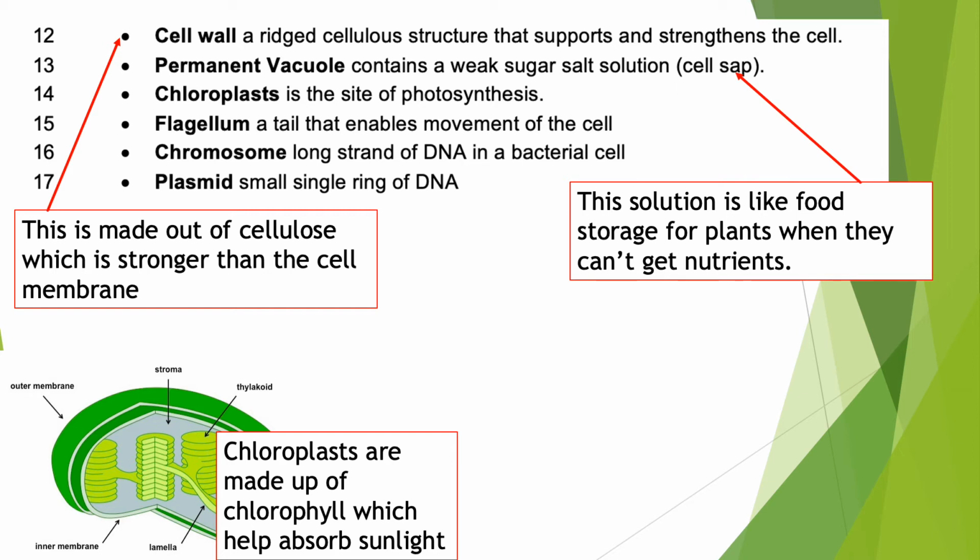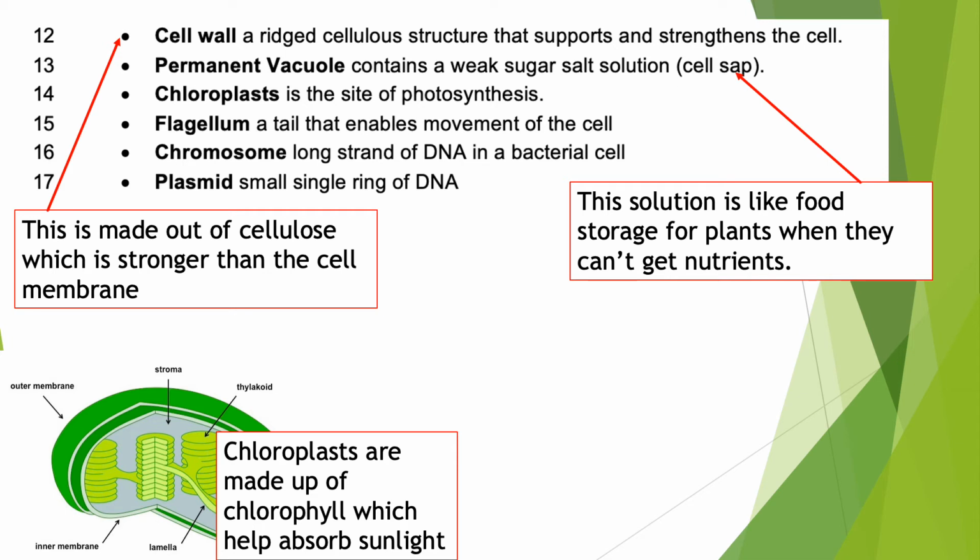Flagellum is a tail that enables movement of the cell. You can only find flagellum in prokaryotes. If you look back at the prokaryote or bacteria cell, you'll notice that it has two really long tails coming out the back. What the flagellum does is use the energy produced from the mitochondria to whip around, and that whipping motion propels the bacteria forward.